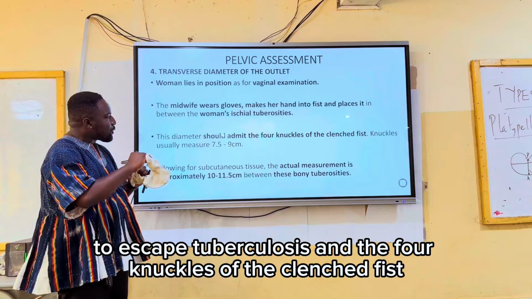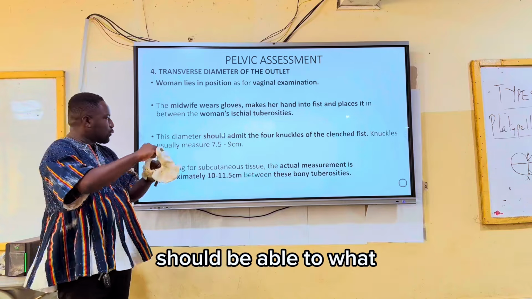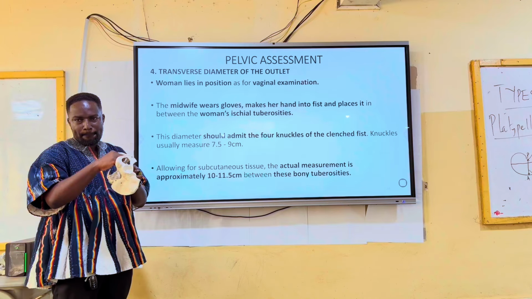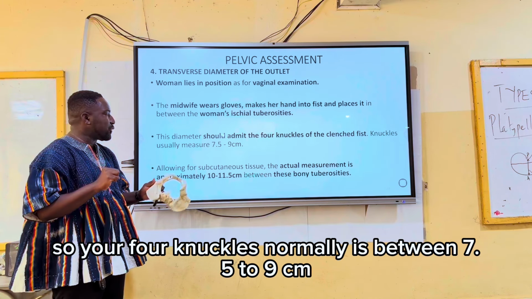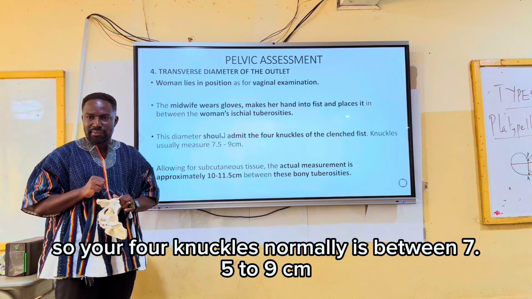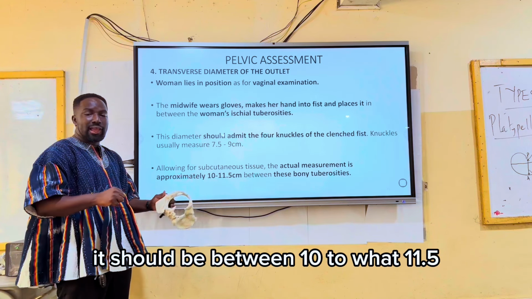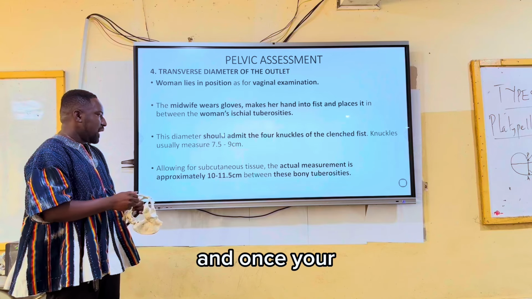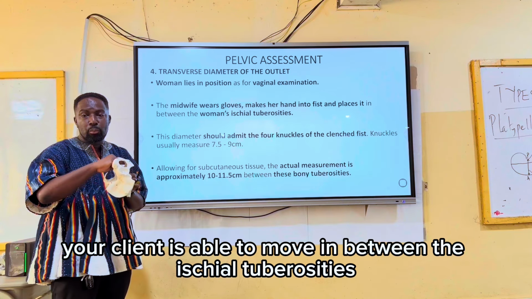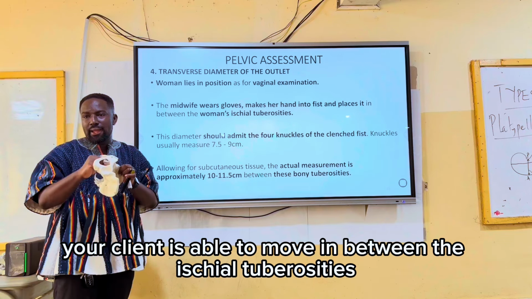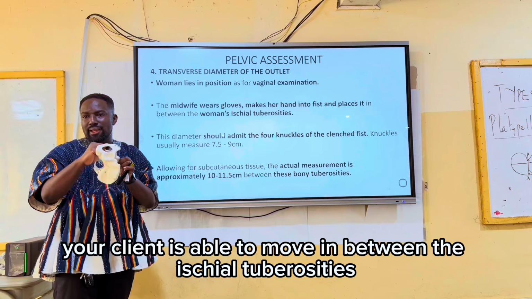And the four knuckles of the clenched fist should be able to pass through this diameter. So your four knuckles normally measure between 7.5 to 9 centimeters. But when you add all the subcutaneous tissues of your hand, it should be between 10 to 11.5. And once your clenched fist is able to move in between the ischial tuberosities, then it gives you an indication that the woman is having an adequate pelvis. Is that clear? The next thing that you also have to do during antenatal care is abdominal examination.